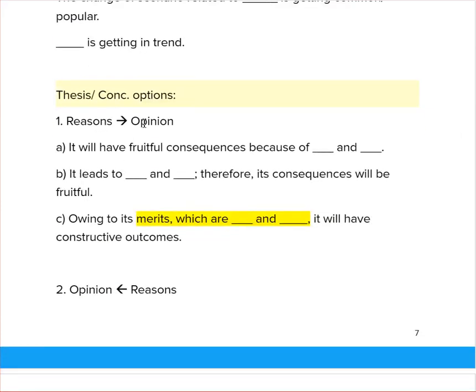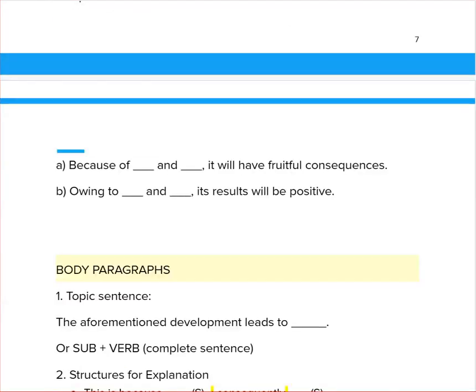Reason to opinion: it will have fruitful consequences because of dash and dash. Reason and opinion: you can write two reasons, reason 1 and reason 2, here. It leads to dash and dash, therefore its consequences will be fruitful. Owing to its merits, which are dash and dash, it will have constructive outcomes. Because of dash and dash, it will have fruitful consequences. Owing to dash and dash, its results will be positive.